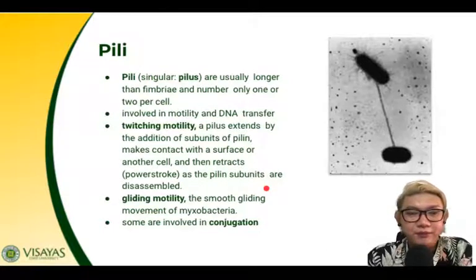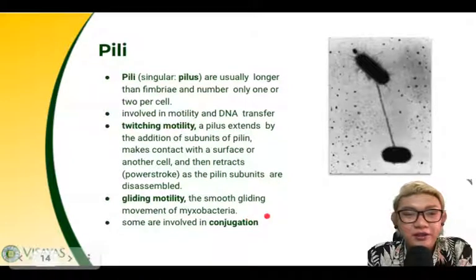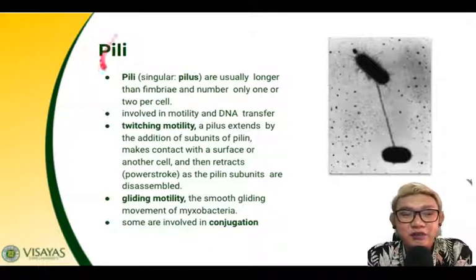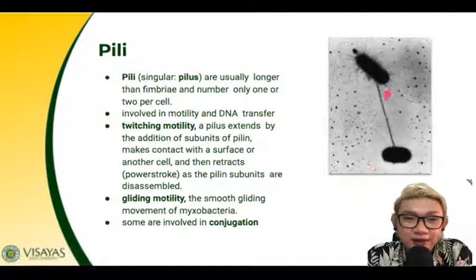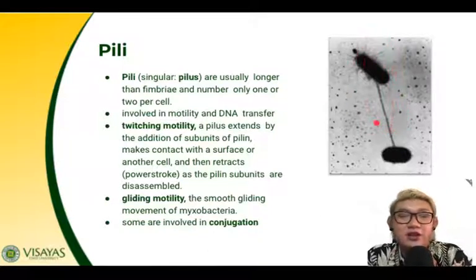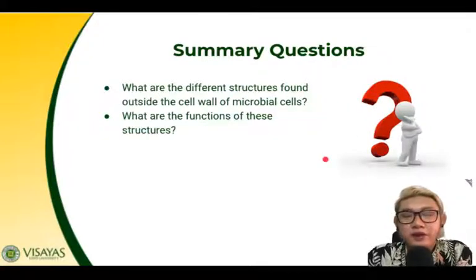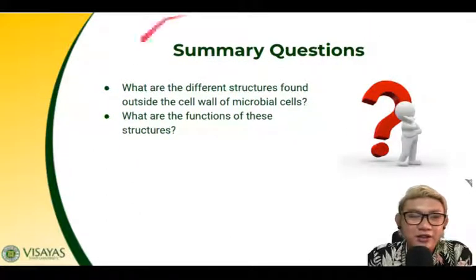subunits are disassembled. For gliding motility, the smooth gliding movement of myxobacteria is caused by the pili, and some of these pili are actually involved in conjugation. So this is now the pilus here, the exchange of genetic material between these two types of bacteria. This process is called conjugation.